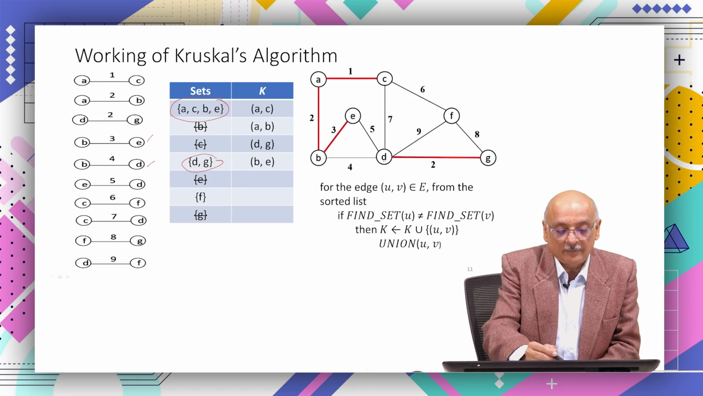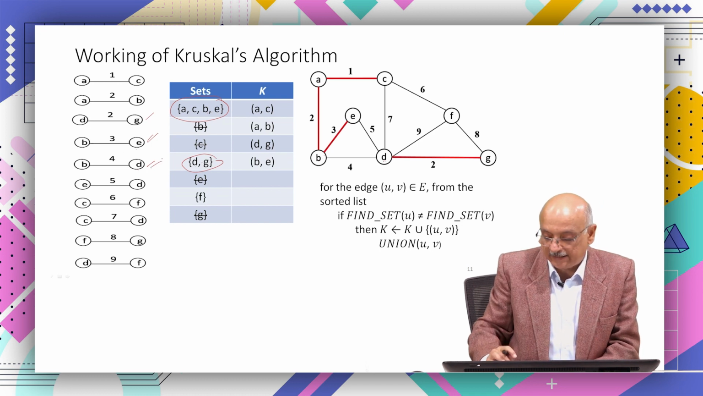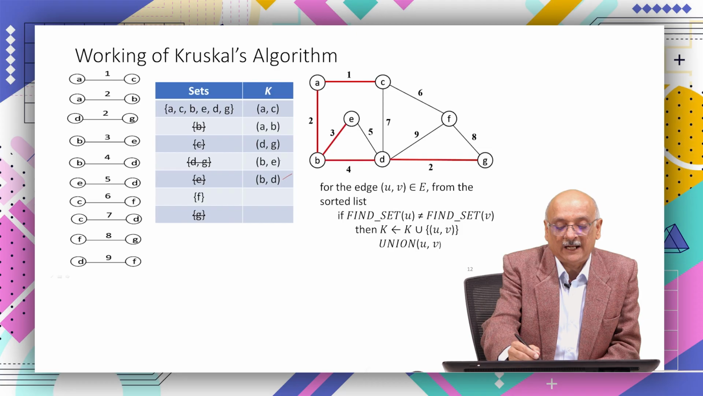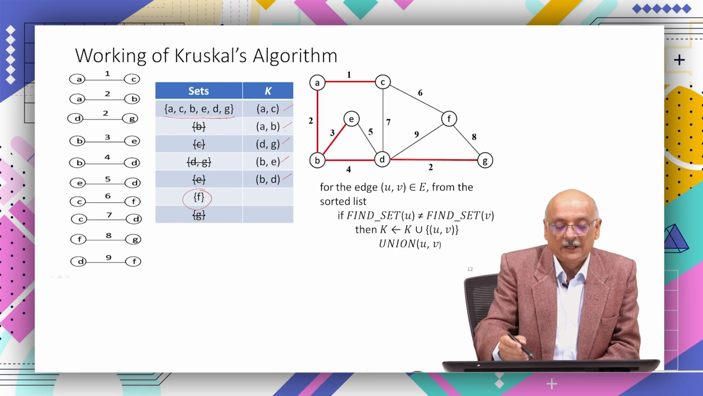So, DG has already been added, BE has already been added, and BD will now be added thereafter. So, BD has been added, BE has been added, DG has been added, and now our set has become ACBEDG. So, this has become a good big set. You can see only F is another node which is left.